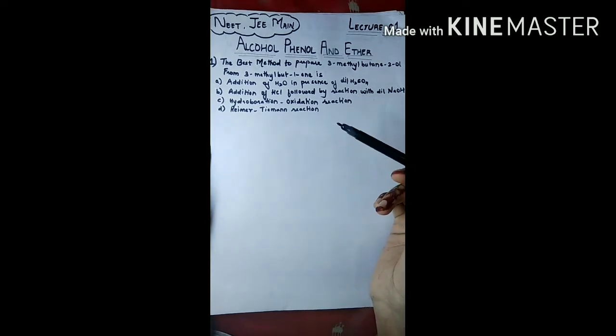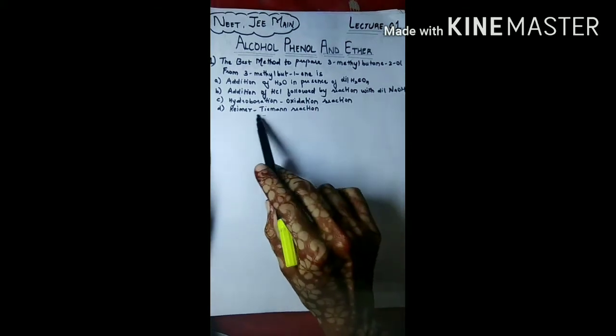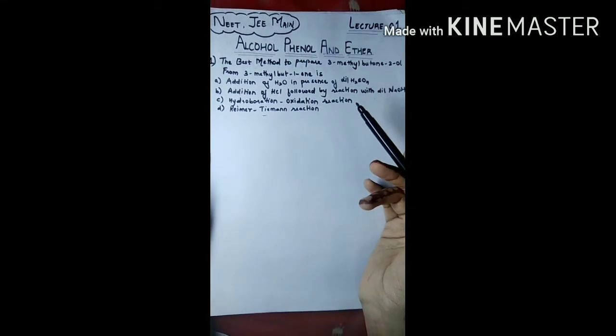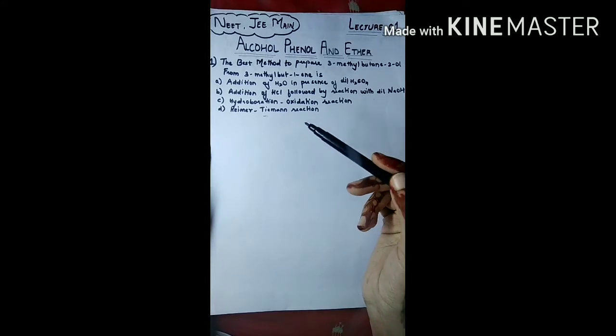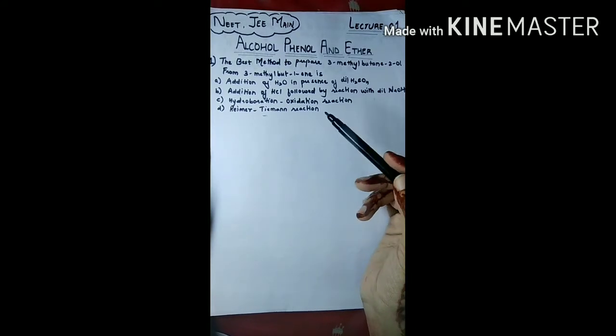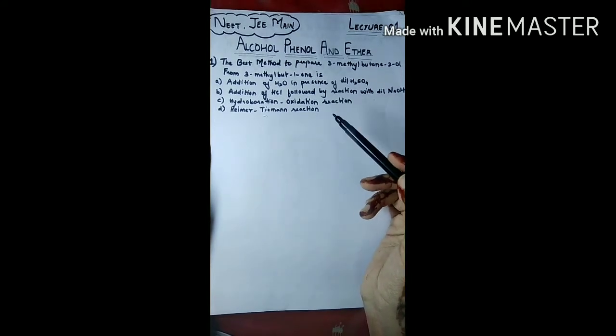Whenever you want to select the right answer, just see which answer is out of the box so that we can cancel out that option. So in this we can see Reimer-Tiemann reaction doesn't give the final product as alcohol, but the final product of Reimer-Tiemann reaction is salicylaldehyde. So it will not be the correct answer.